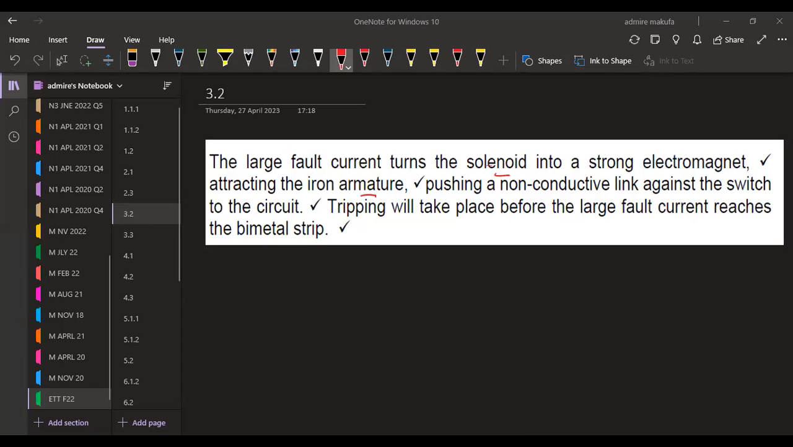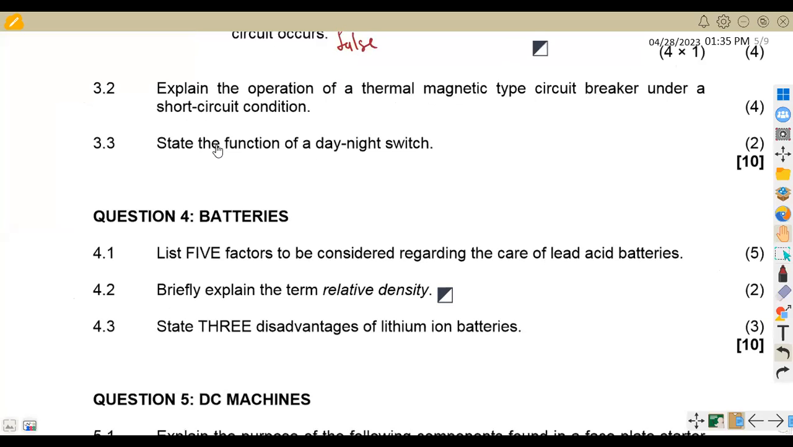All right, let's check what we have on 3.3. State the function of a day-night switch. Okay, so this is actually repetition. 2022, they've been repeating this question. November, we had this question. July, August, we had also the same question on the day-night switch. Okay, so this is what we have.